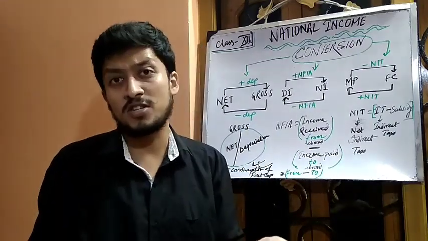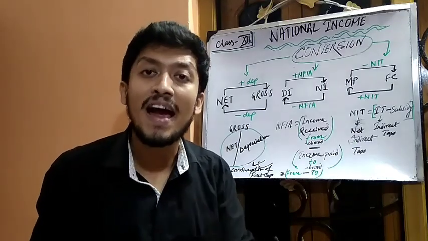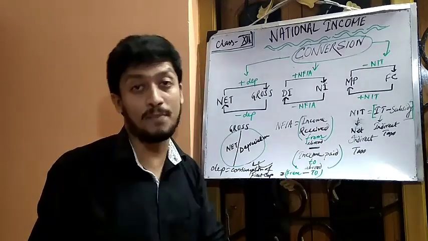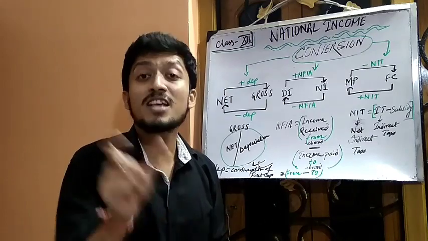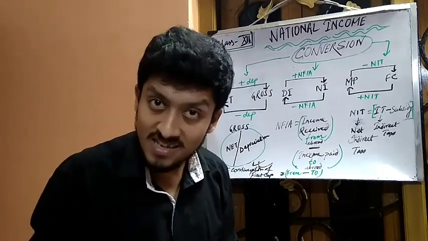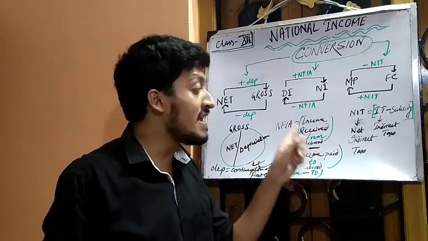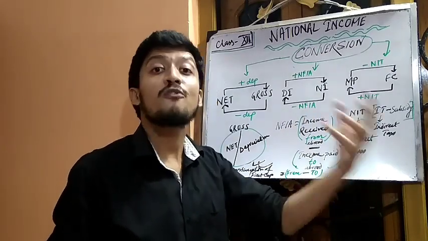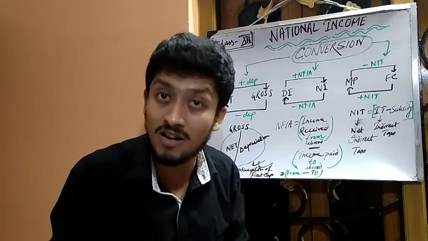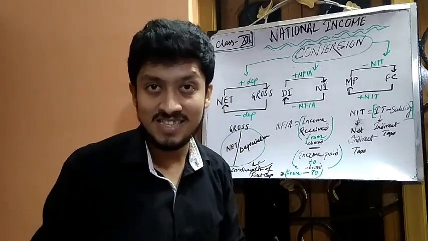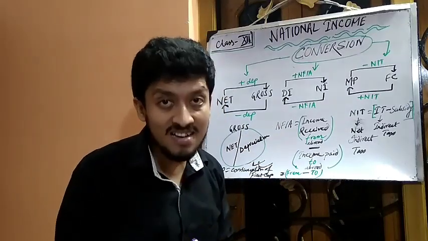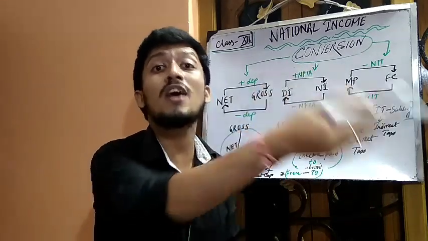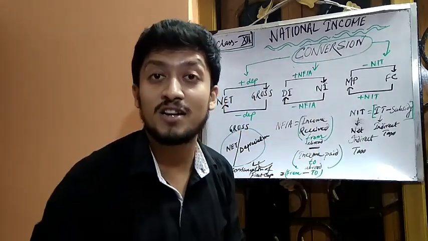I guess I made this particular video also. Net factor income earned from abroad is the subtraction of two things. It is the income earned, the income received from abroad by the normal residents, minus the income paid to the foreigners, those who are residing in our country.